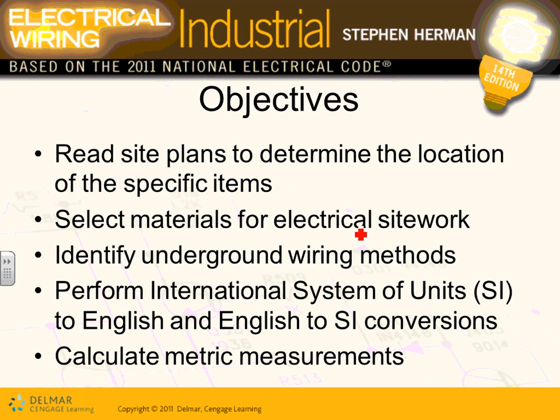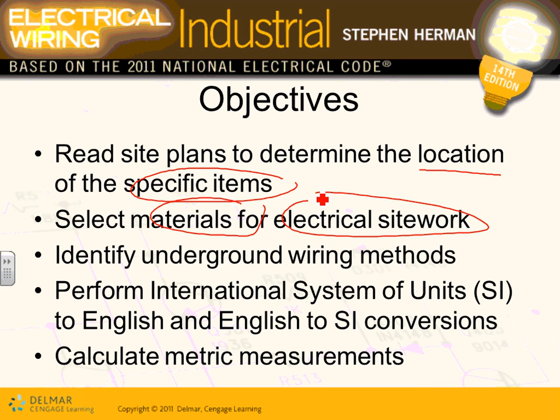So why do we have a site? It gives you the orientation, the physical, mechanical orientation of the building in the lot. So you know where the power is coming from, where the utilities are coming from. The site plan determines the location of specific items, the most important thing, like the phone line coming to the building, the power coming to your building, very, very important. It also helps in selecting material for the electrical site work.